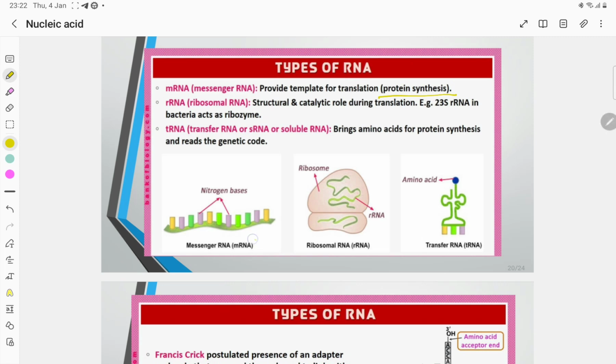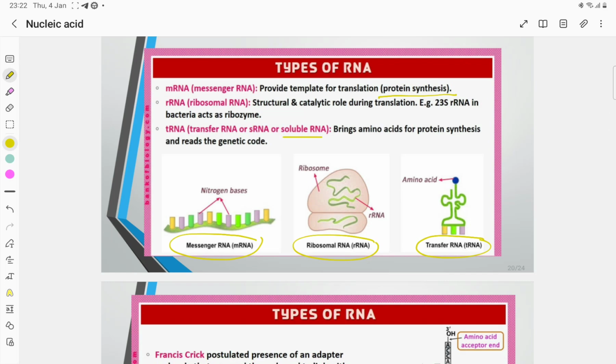One is called mRNA or messenger RNA. Second, the tRNA, transfer RNA. Third one, the ribosomal RNA, rRNA. Okay, three types of RNA are found. tRNA, which is also called soluble RNA, or transfer RNA, actually carries the information from DNA to the cytoplasm.